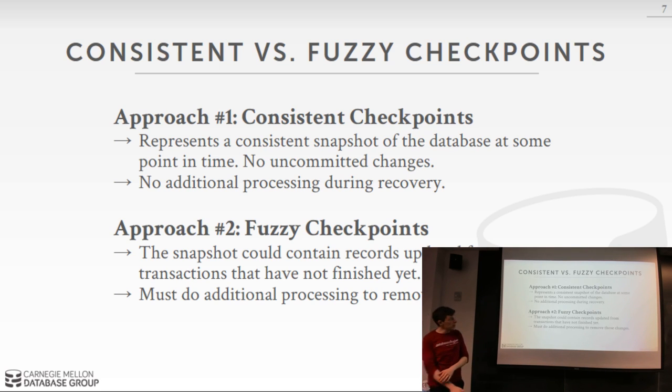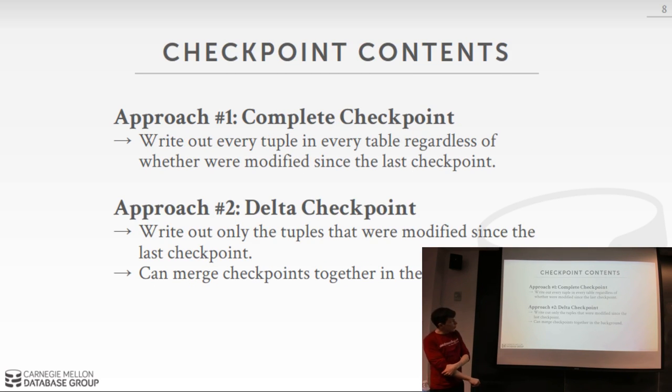All right, so the next question we have to deal with is, what do we actually store in our checkpoints? The most obvious one is a complete checkpoint, meaning every single tuple of every single table gets written out to my checkpoint. Typically the checkpoint will be a single file. If it's a single node database, it's often a single file, and that file represents the checkpoint. The advantage is that when you crash and come back, there's just one file you need to read to load the last checkpoint in.